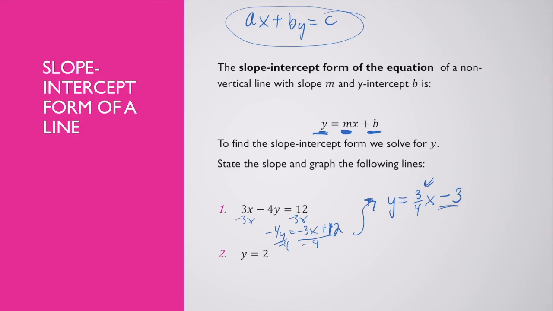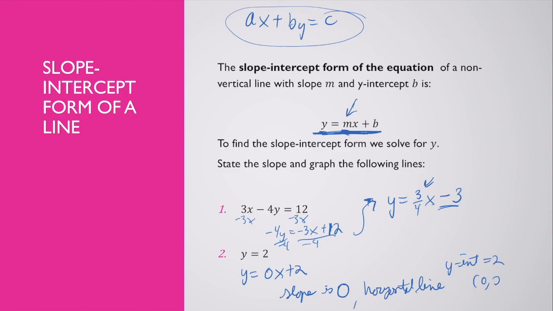Next, let's take a look at y equals 2. This is already in slope-intercept form, but wait, there's no x term. This is y equals 0x plus 2. My slope is 0. Remember, this graph is a horizontal line. And my y-intercept is 2. So when x is 0, y is 2. That would be the ordered pair.